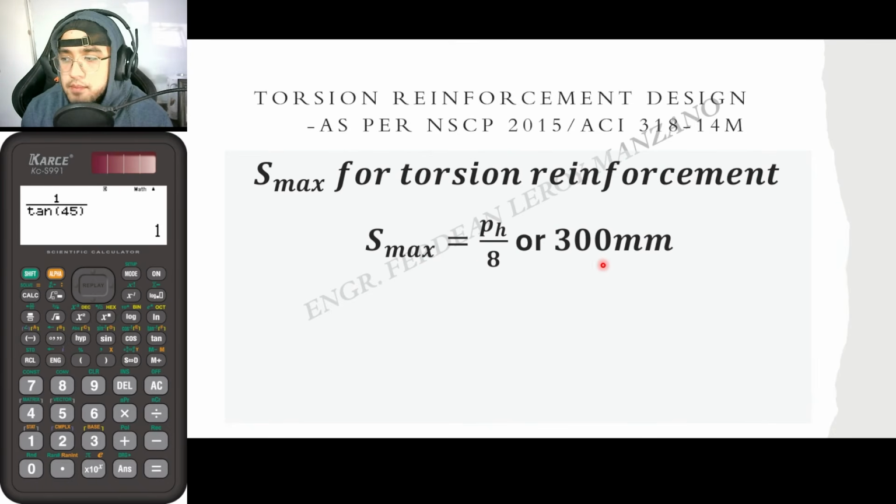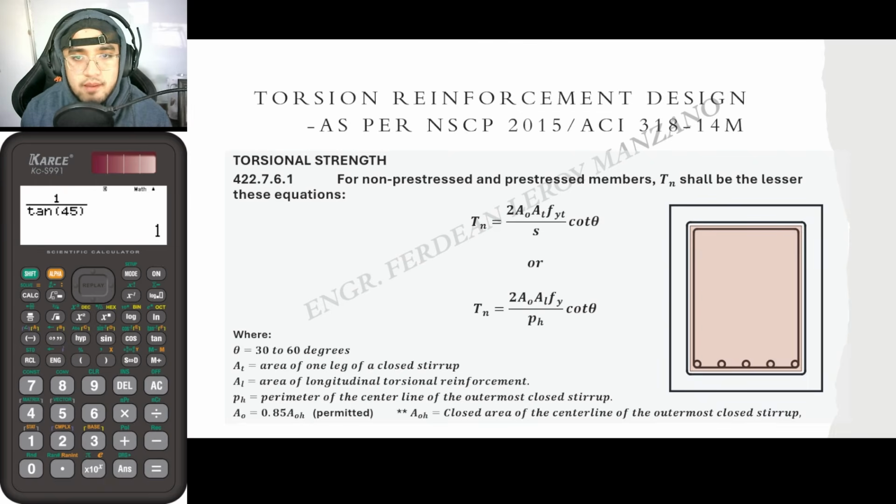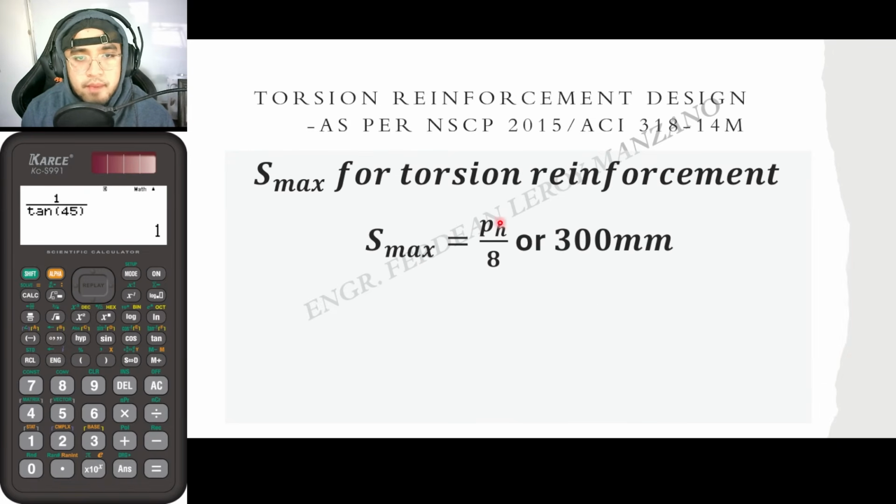And for the maximum spacing for our transverse torsional reinforcement, it is given by these limits, pH over 8 or 300 mm. So when you say pH over 8, this is 1/8 of the perimeter of the center line of the outermost closed stirrup. So once again, that is basically this perimeter here. So 1/8 of that. So that is now S max.